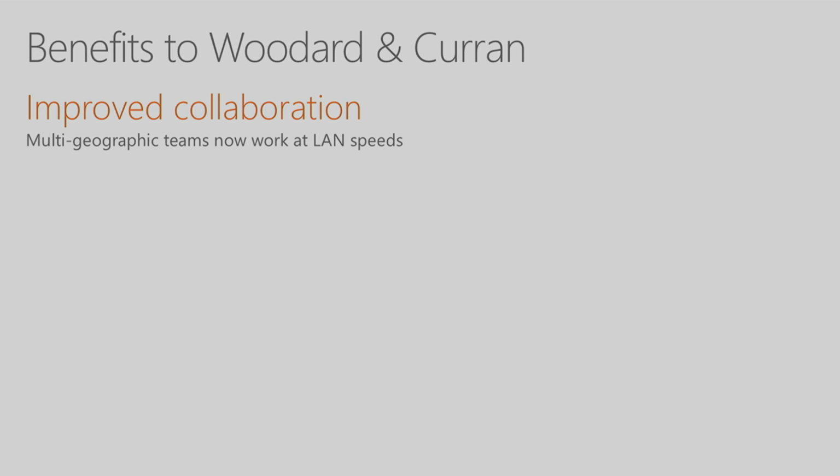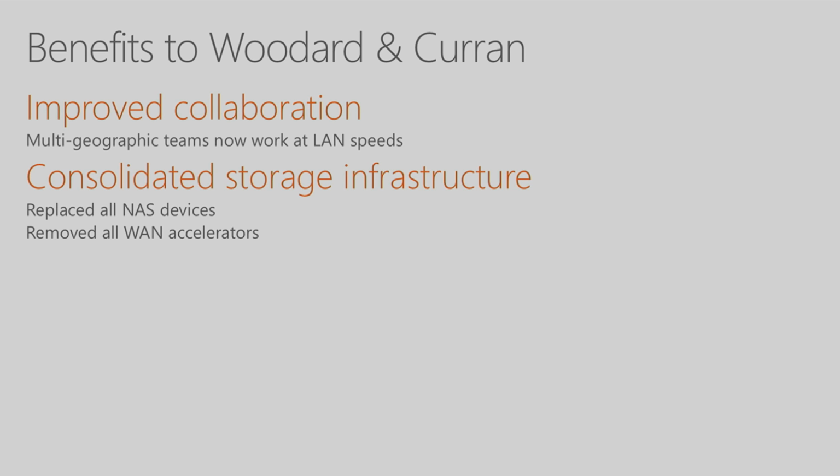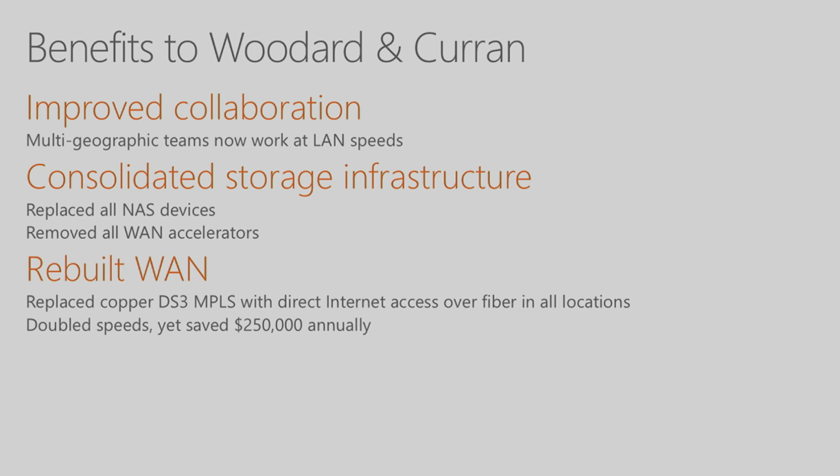So the benefits we've seen are obviously improved collaboration. We have multi-geographic teams that are working at LAN speeds. We have a consolidated storage infrastructure. We replaced all of our NAS devices. We removed all of our WAN accelerators. We rebuilt our WAN. We pulled out all of our copper DS3 MPLS. We've replaced it with fiber direct internet access at all locations. We've doubled our WAN speeds. We saved about $250,000 a year doing that alone.